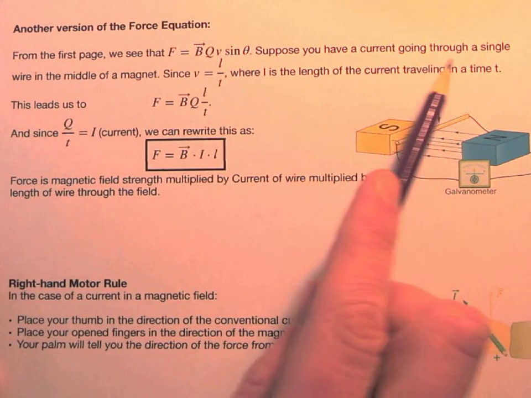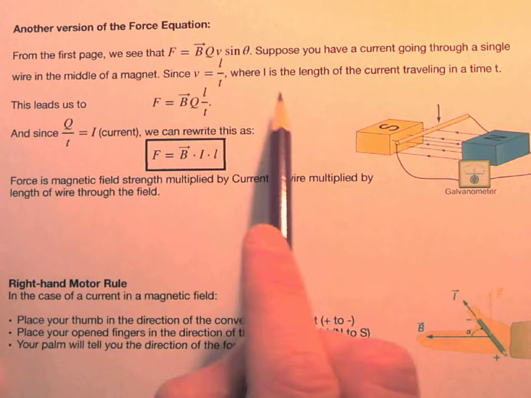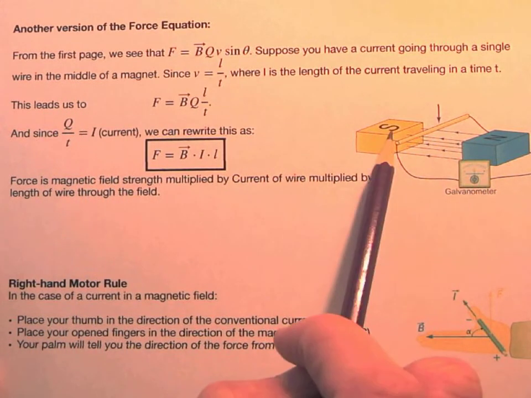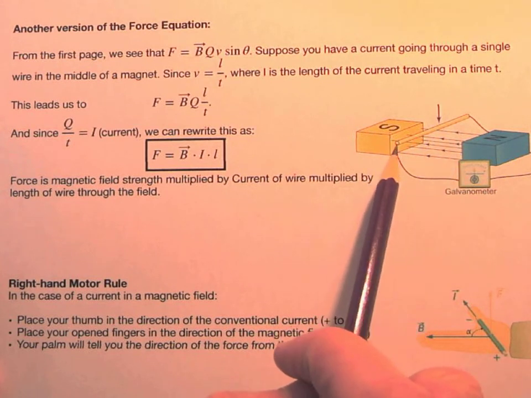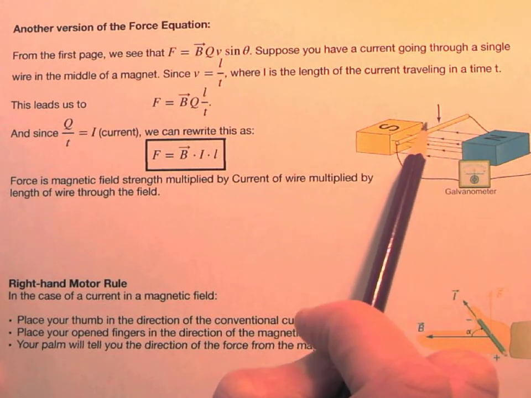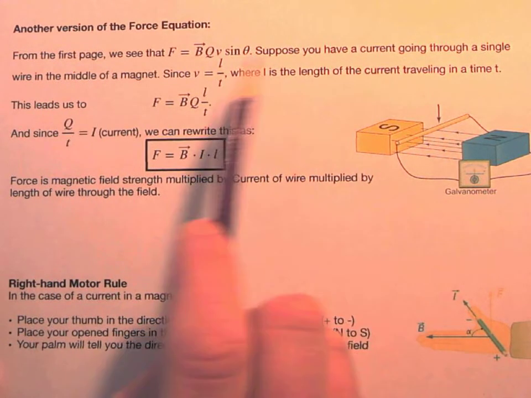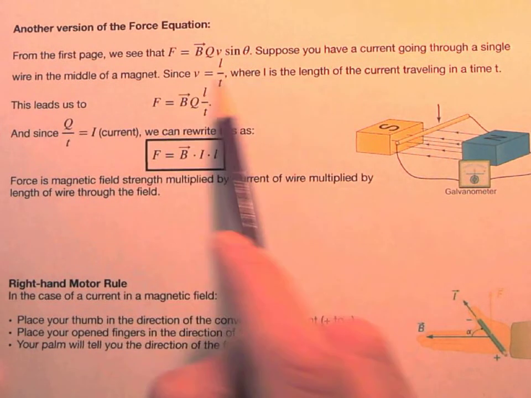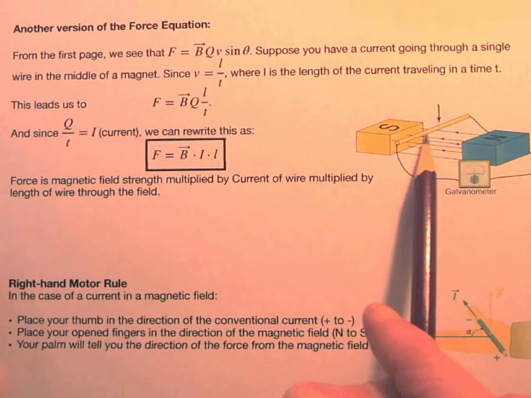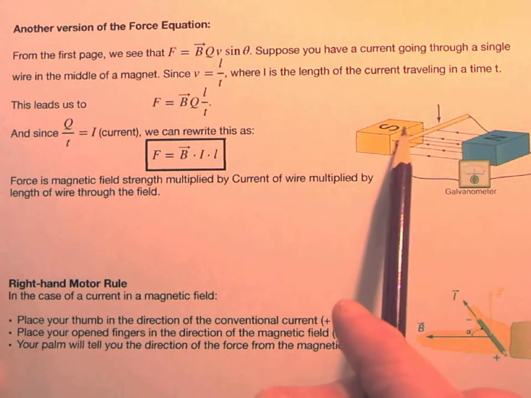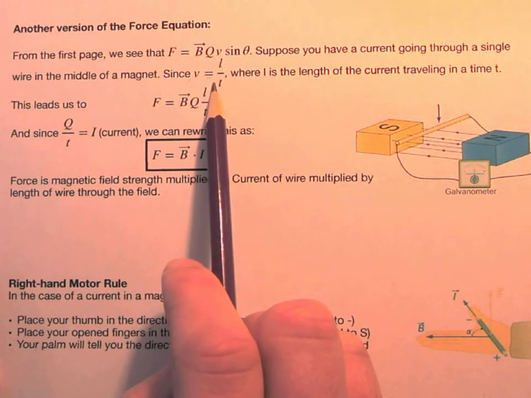Suppose you have a current going through a single wire in the middle of a magnet. Just like this, we have a magnet in the north-south direction. We have your field lines, which go from north to south, and then you have your wire straight, perpendicular, right in the middle of those two. Your speed, say of a particle in that wire, goes from here to here in a certain time. So velocity can really just be length divided by time of the wire.